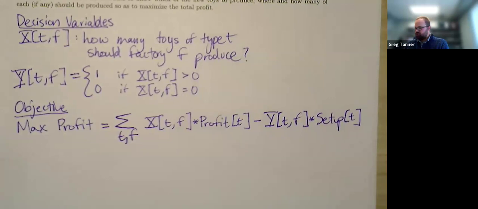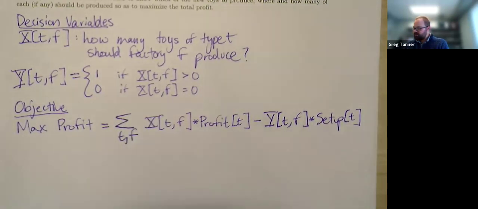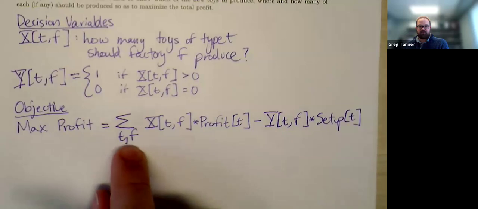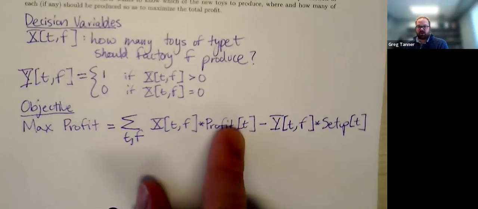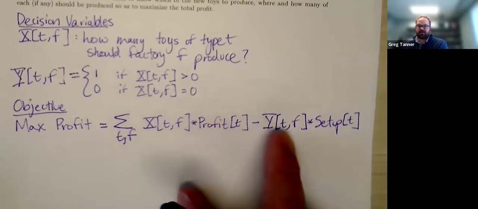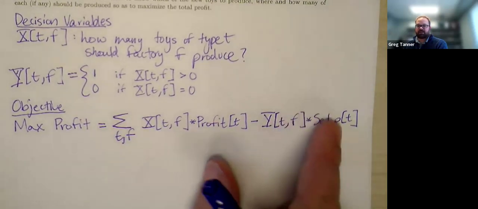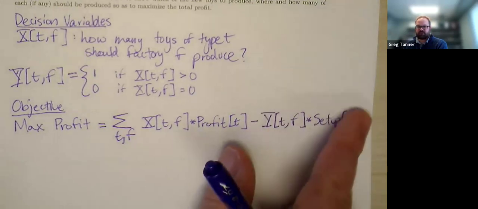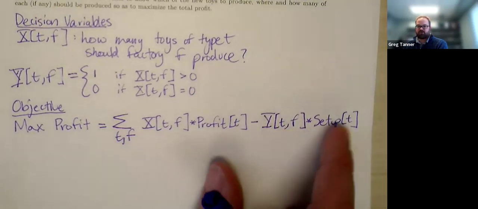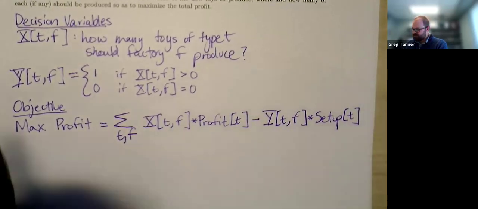Okay, so when we implement this in code, this will be a sum over with the index of both T going from 1 to 2 and F going from 1 to 2. And we're going to take the number of toys times the profit per toy, and whether or not we produce that toy at that factory times the setup cost. Note, this is either 1 or 0. If this is 0, this term disappears. If it's 1, we subtract off that cost. Okay. So that's our objective.